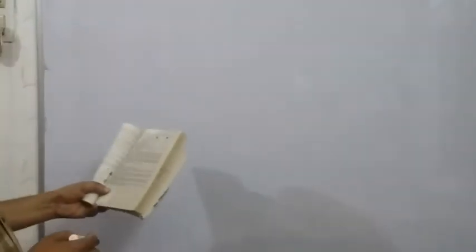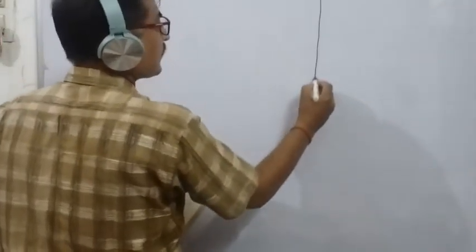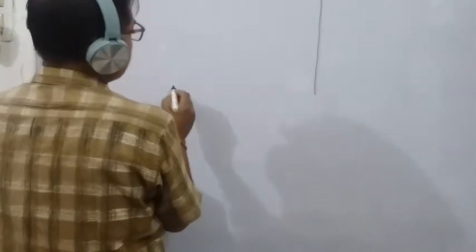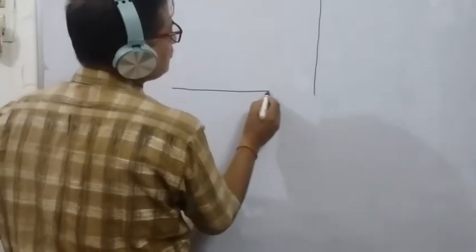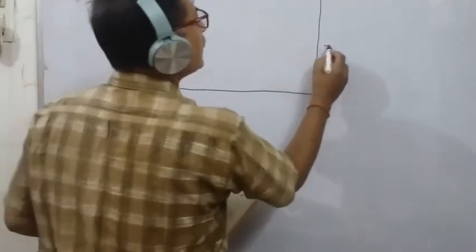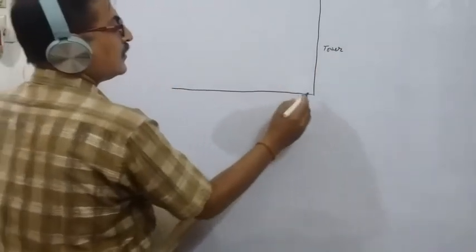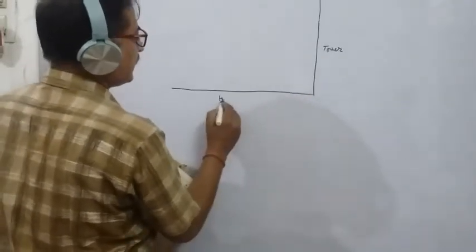A straight highway leads to the foot of a tower. A man is standing at the top of the tower. So first we'll make the highway, and this is the tower. This is the tower and this is the highway.